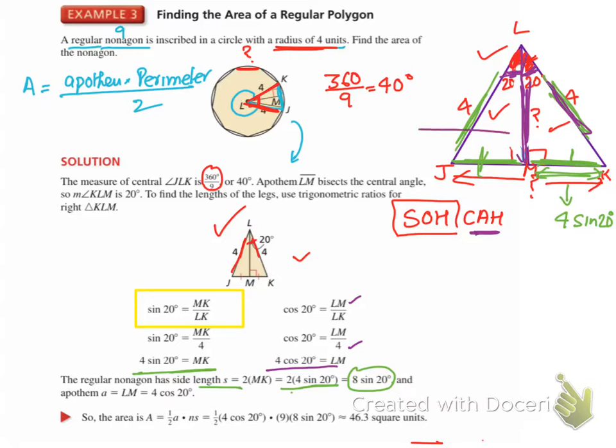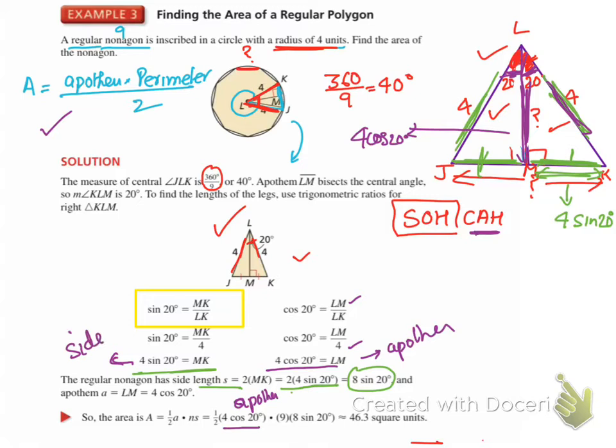So we got, this thing is how much? 4 cosine 20. I got my apothem, I got my side, and what's the formula? I just plug it in this one. This is our side, and this part is 4 cosine 20. So that's the apothem, 4 cosine 20. This is your apothem, and this is your side.